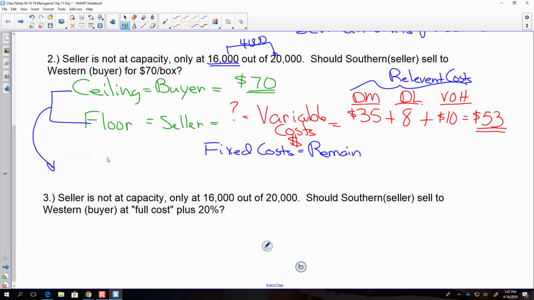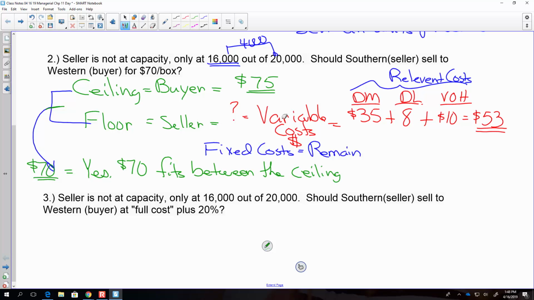Actually, I think now that I think of this, 70 should be 75. So I'm going to change that, because that's what they're currently buying it for. So they certainly wouldn't want to pay any more than 75. Because the negotiated price is 70, does 70 fall between the ceiling and floor? Yes, it does. So the answer to question 2 is yes, the $70 fits between the ceiling and floor. And that's what we're trying to determine here. That $70 fits between the 75 and the 53, right? So here's my floor, here is my ceiling. So that would work.